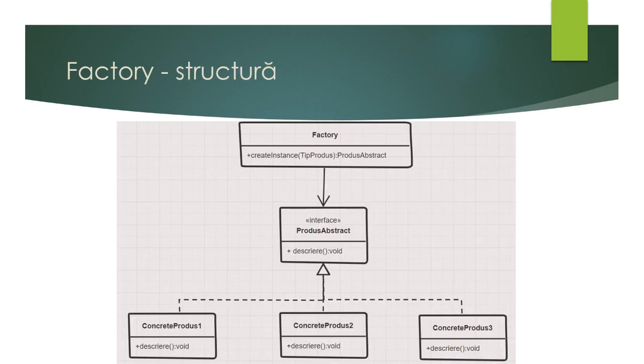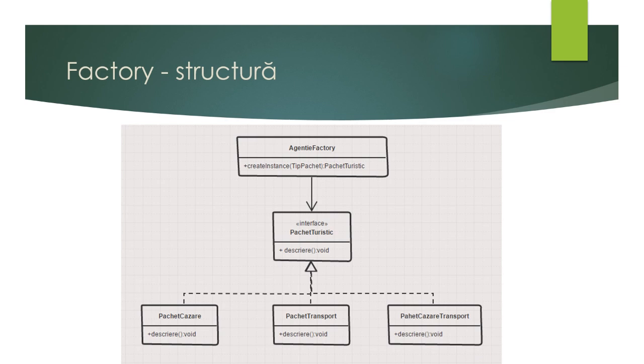Exactly, you got it. The source uses a travel agency called Acest as an example. They offer different packages. So you've got Patchakazar for accommodation, Patchet Transport for transportation, and then Patchakazar Transport, which combines both. And they have this class called Agenty Factory, which handles creating these different packages based on what you ask for.